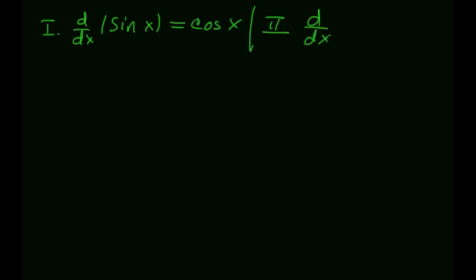So we just said that the derivative with respect to x of the sine of x is the cosine of x, and we proved that. And number two, the derivative with respect to x of the cosine of x is very similar. You've got to be careful here though, it's the negative sine of x. So sine goes to cosine, cosine goes back to negative sine.